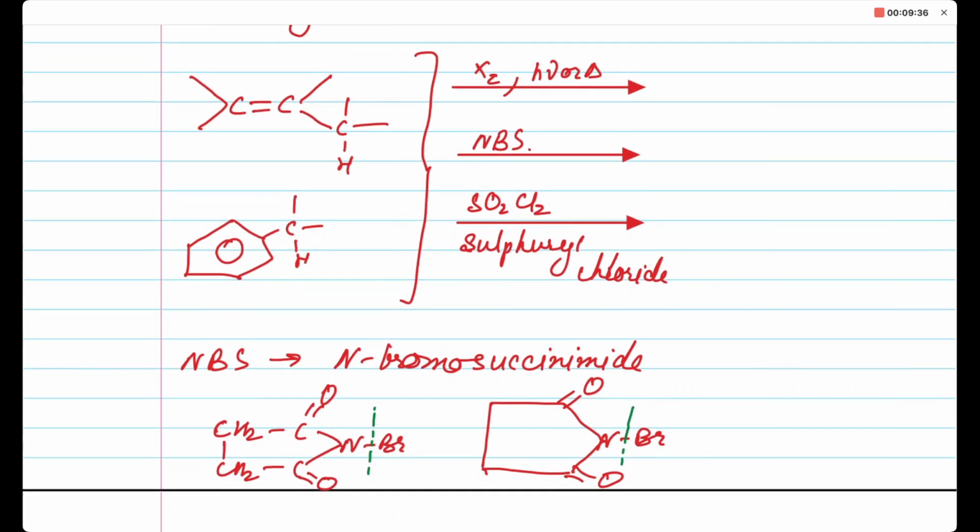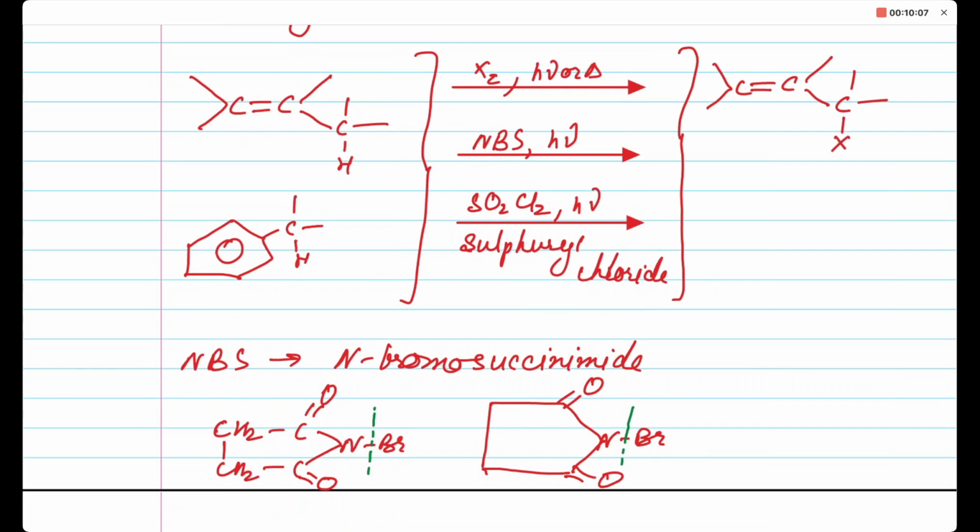Now NBS in presence of light, SO2Cl2 in presence of light. Now SO2Cl2 is going to give us chlorine radical while NBS gives us a bromine radical. So if we have reaction of X2 or NBS or SO2Cl2, then in that case, what we find is these particular reagents are specifically going to replace the allylic hydrogen. If we have allyl group, that is, we have allylic hydrogen, this hydrogen is going to be replaced by X.